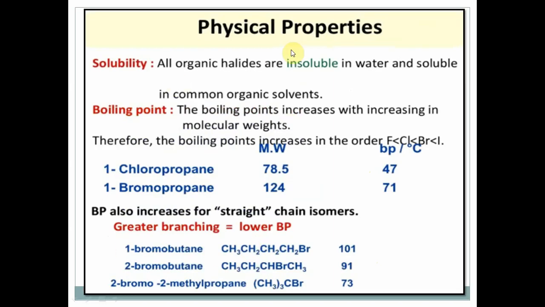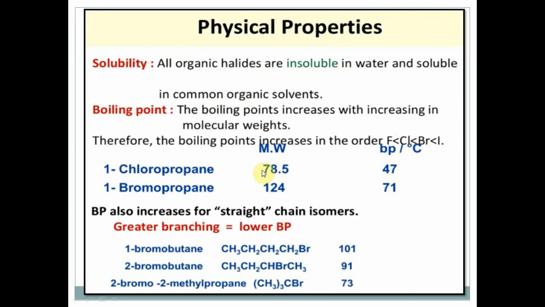Physical properties of alkyl halides or haloalkanes. All organic halides are insoluble in water and soluble in common organic solvents. Boiling point increases with increasing molecular weight. Therefore, the order of boiling point is fluoride, then chloride, then bromide, then iodide.